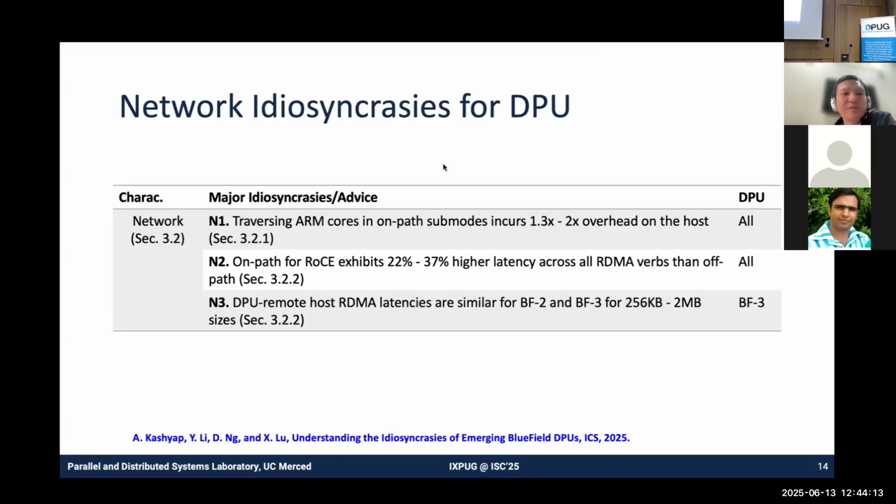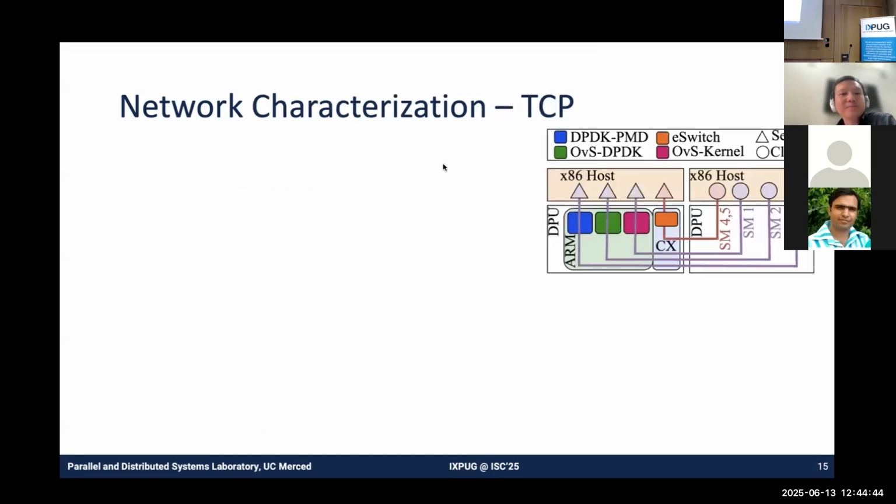Of course, we observed many other idiosyncrasies and advice for the DPU vendors. Because of time, like I said, I can only focus on one: if you traverse the ARM cores in the on-path submodes, what happens? Overall, we see that there is 1.3x to 2x overhead if you do that. For some other observations, like the RoCE performance as well as DMA, DPU, and remote host RDMA latency, and so on and so forth, we have them in our paper.